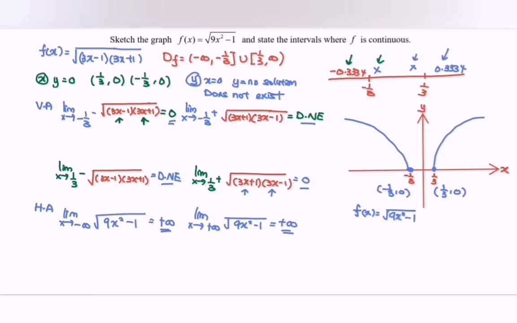So state the interval where f is continuous. Based on the domain, the interval would be negative infinity until negative 1/3, union from 1/3 until infinity. So f(x) is continuous there.